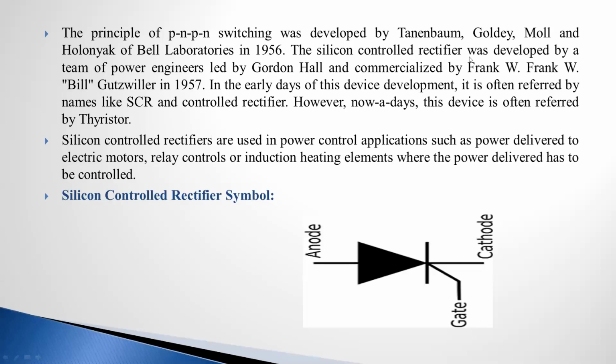The silicon control rectifier was developed by a team of power engineers led by Gordon Hall and commercialized by Frank W. Gutzwiller in 1957. Its prototype was introduced in 1957 by the GE company. This is the team of power engineers. These scientists found where we can use this device. It is clear.